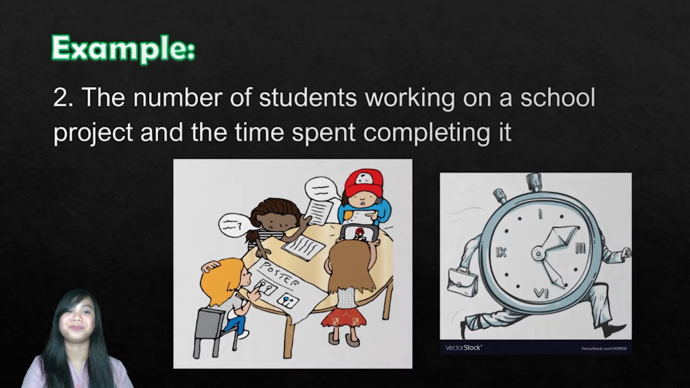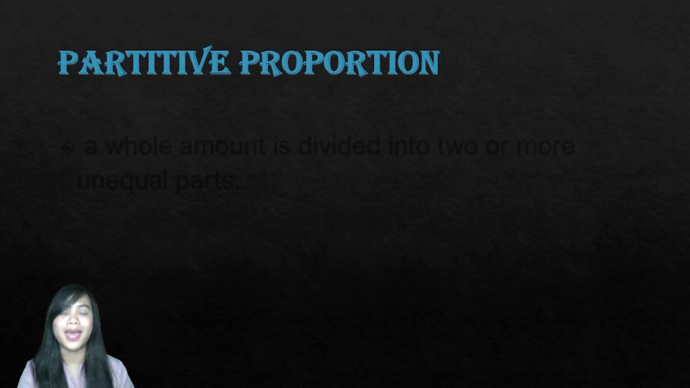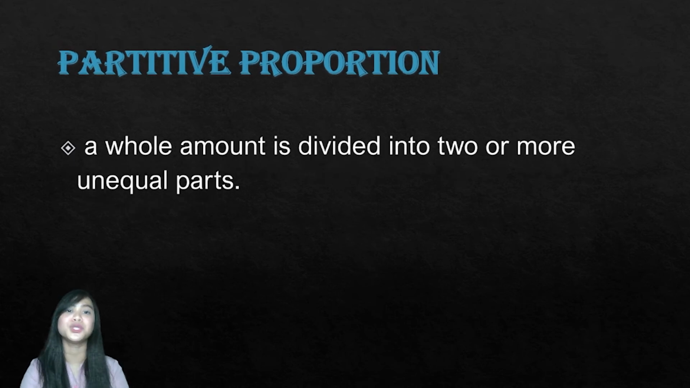And lastly, the third kind, we have the partitive proportion. In partitive proportion, a whole amount is divided into 2 or more unequal parts. So the terms that you need to remember in partitive, its proportion is not unequal.